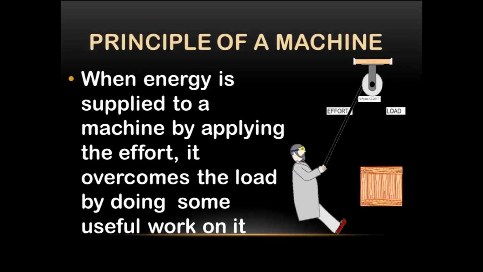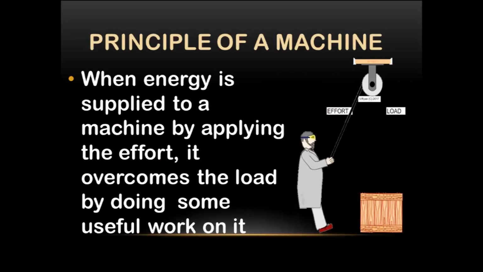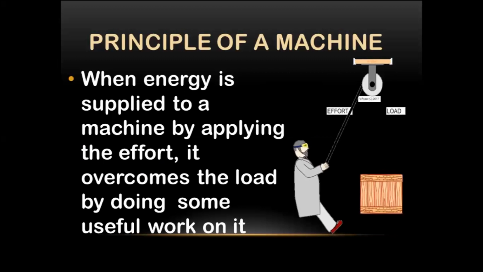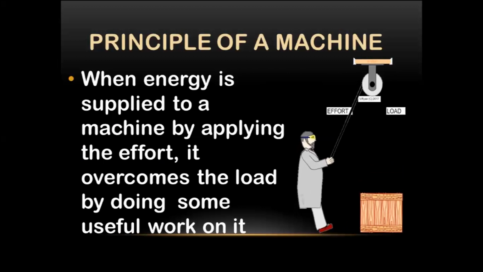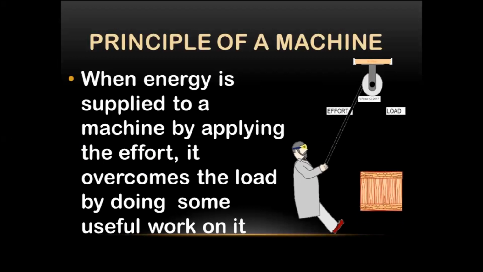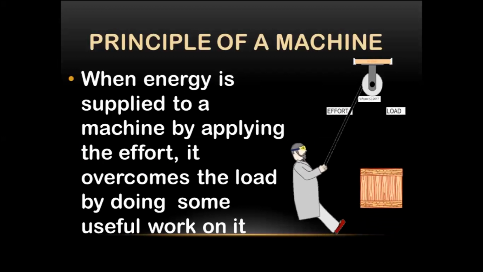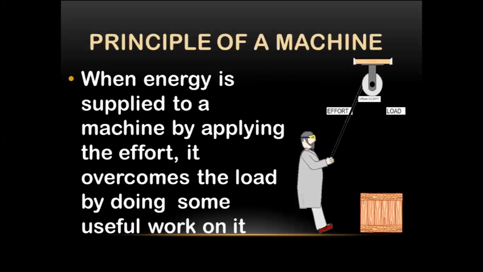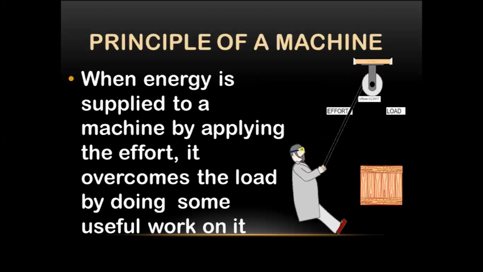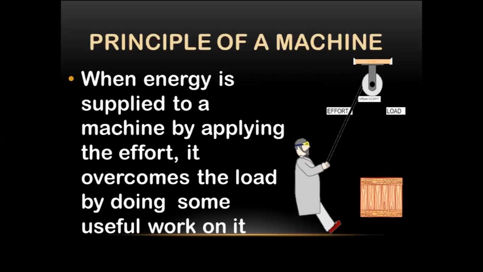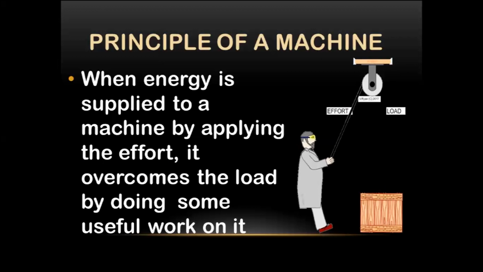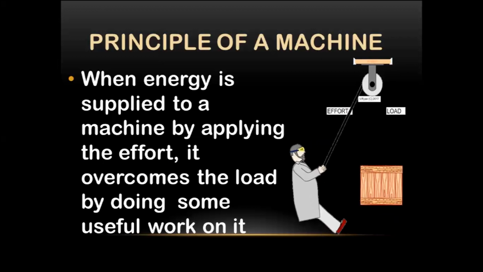When energy is supplied to a machine by applying an effort, it overcomes the load by doing some useful work on it. For example, if you see the animation here, the person there is applying an effort on the load. So effort is the energy that this person is spending, and load is that huge box over there. And what does this machine do? The pulley that's over there on top is your machine. What does it do? It is using this effort to overcome the load by doing some useful work.